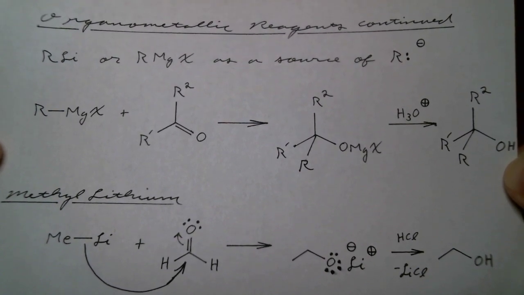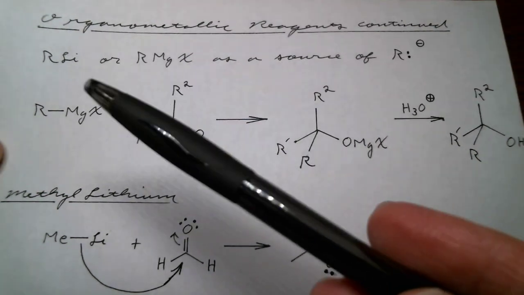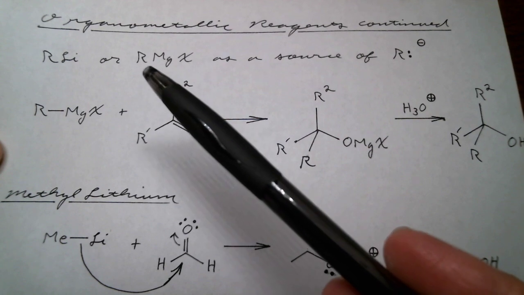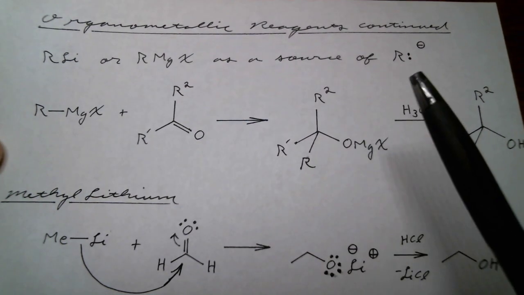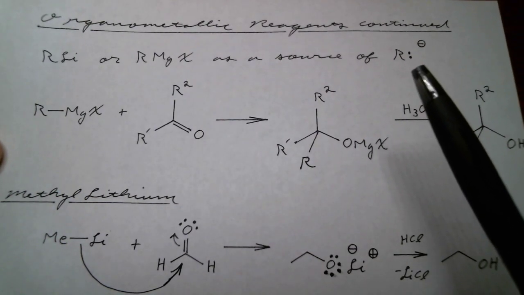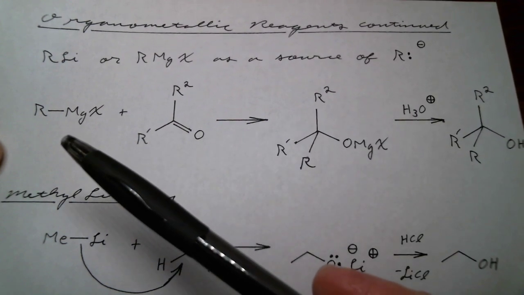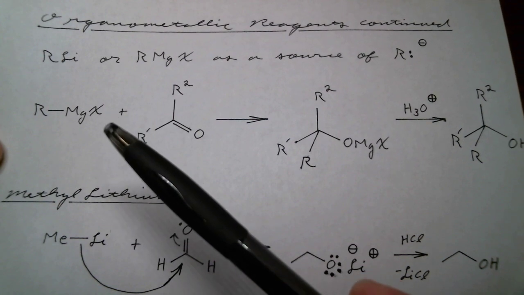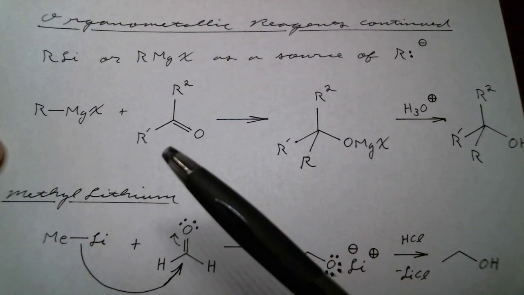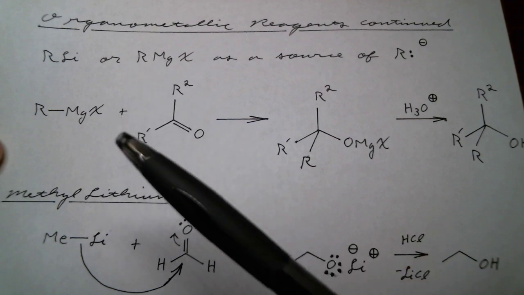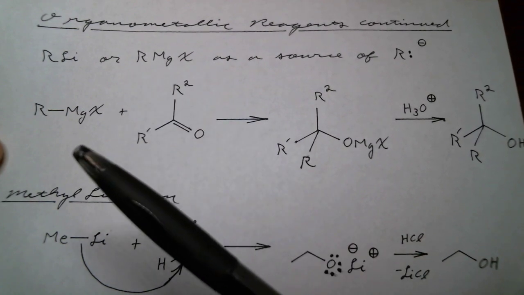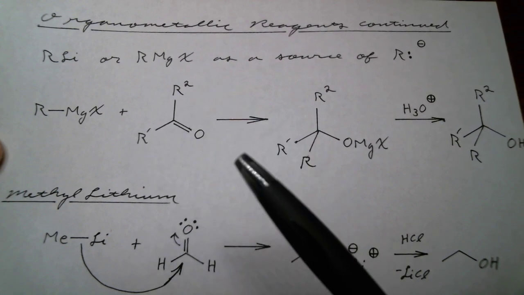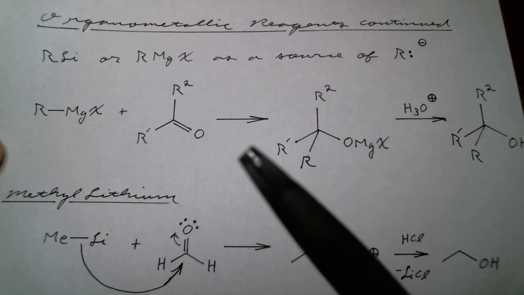So, organometallic reagents continued. Alkylithiums, RLi, or alkyl magnesium halides, that is Grignards, as a source of some sort of alkyl carbanion. So let's say you have a general alkyl group bonded to magnesium and some sort of halide, as in a Grignard, and we put in some sort of ketone. So we've got R, and then on the carbonyl carbon we have R prime and R2. So we're going to form an alkoxide.